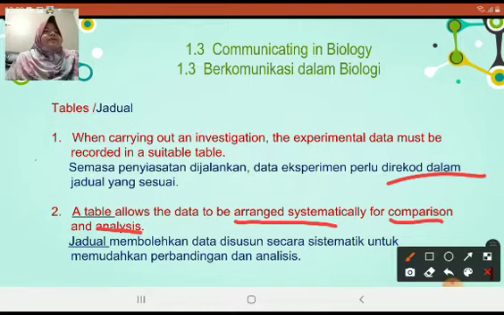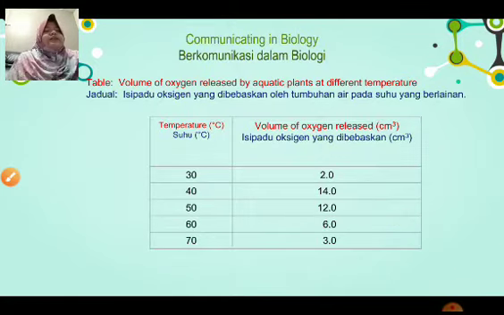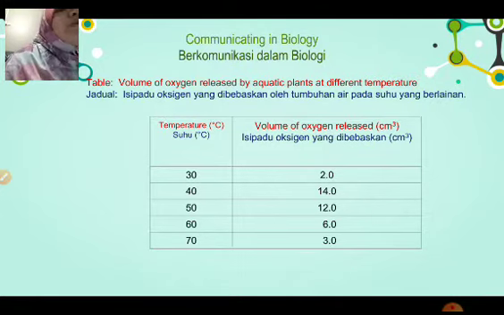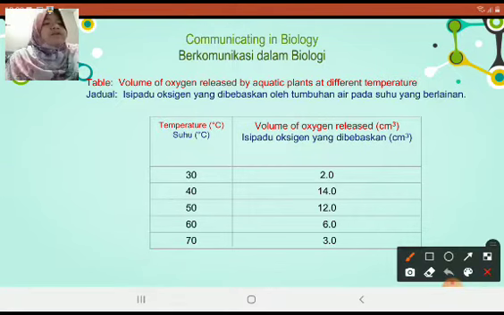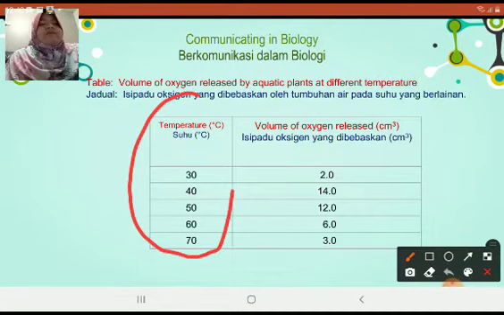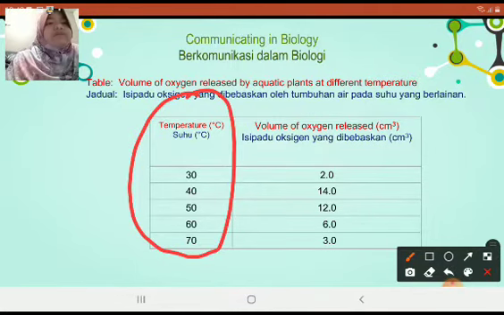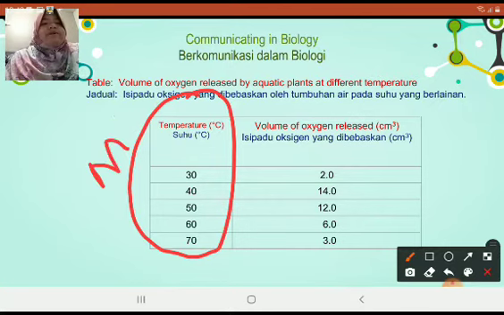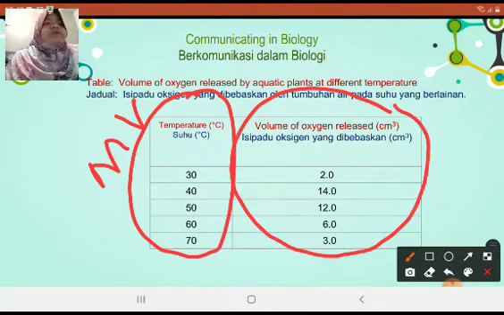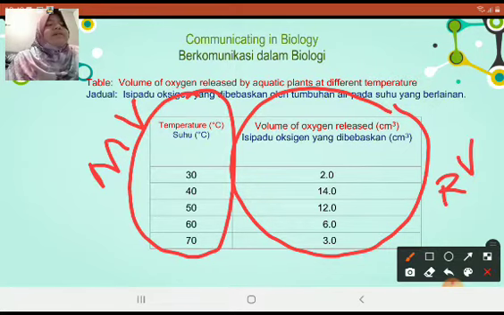Okay, for example here, this one is an example of an experiment. It's about how much volume of oxygen is released by aquatic plants at different temperatures. This one is an experiment for photosynthesis actually. So here, as we look at here, our first variable is the manipulated variable, MV, and then this one is RV, responding variable. Okay, we must arrange them systematically.